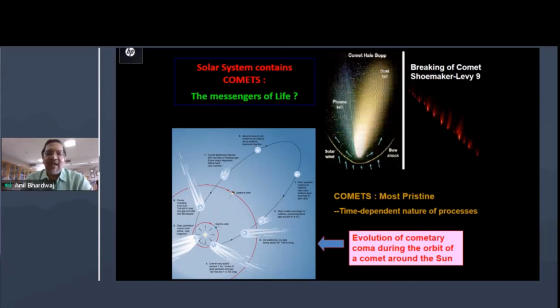So comets are also very interesting objects, and they are also considered to be the most pristine because they don't spend much time in the inner part of our solar system. They go out, and then once in a while, depending on their orbit, they come into the inner part of the solar system, then again go up. So if you study the comets, you can actually come to know about how our solar system has evolved.